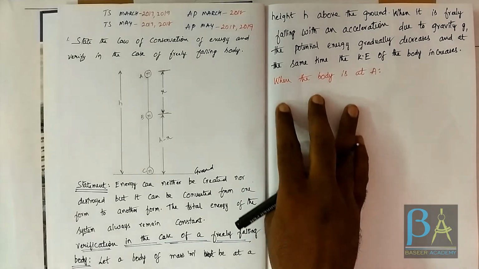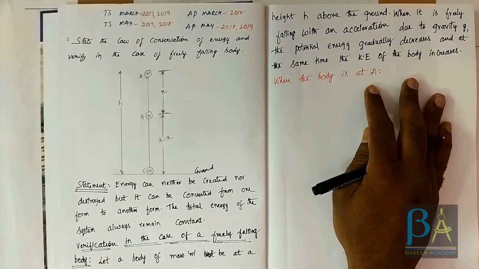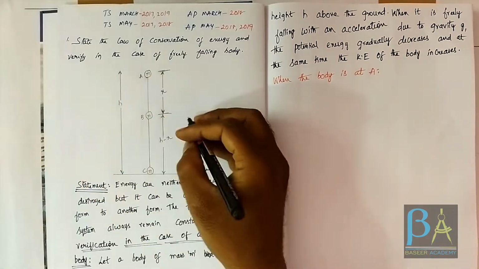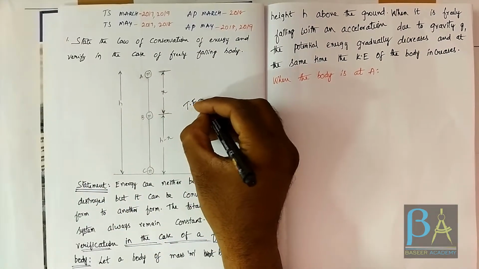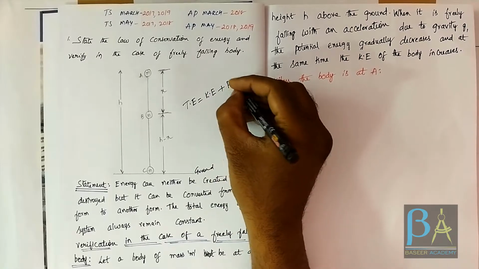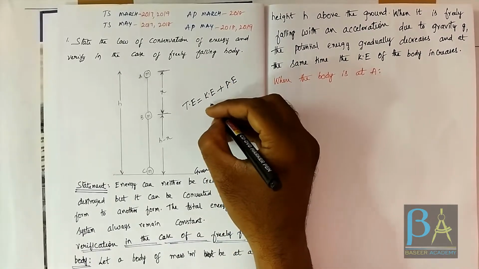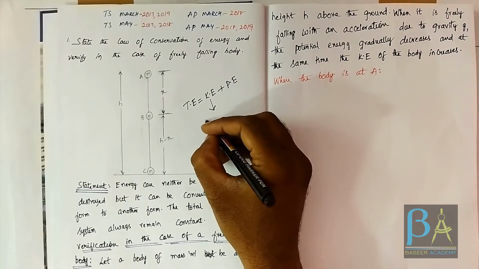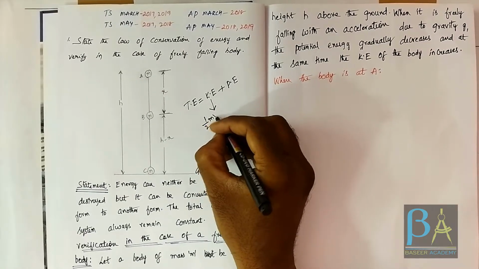Let us first find out the total energy of the body at the point A. Now remember, the total energy is the sum of kinetic energy and potential energy, and in general the kinetic energy is given by the formula half mv square.